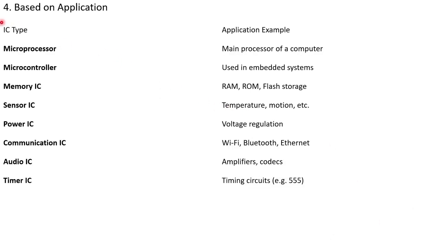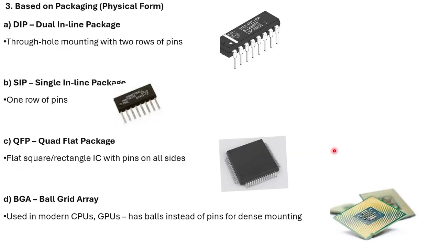And the next category is based on application. Examples are the microprocessor, the main processor of a computer; microcontrollers used in embedded systems; memory integrated circuits, RAM, ROM, flash storage; sensor integrated circuits, temperature, motion, etc.; power ICs, voltage regulation; communication integrated circuits, Wi-Fi, Bluetooth, Ethernet; audio ICs, amplifiers, codecs; timer ICs, timing circuits. So these are the categories that we divide the types of integrated circuits into.